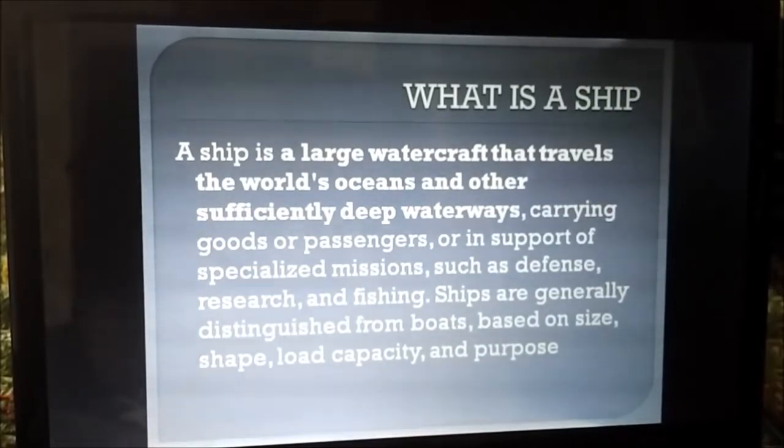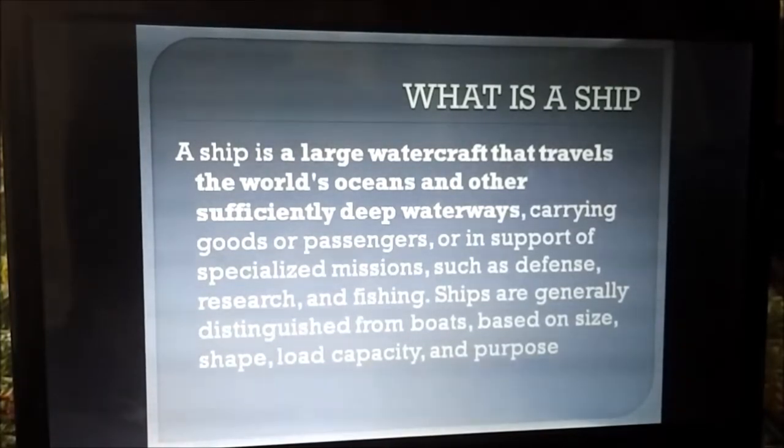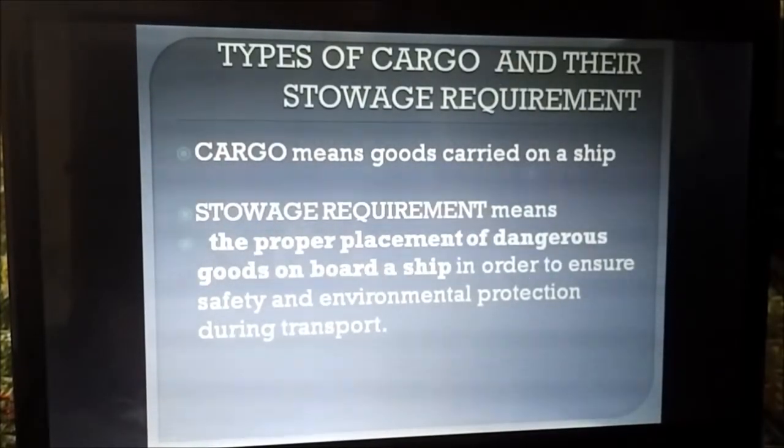Ships are used in different ways, not only for cargo and transporting. They are also used for research purposes, like taking petroleum out of the seas and all that. They are also important. So in all areas ships are used, and they have an important role in our transportation and living industries. Next we have types of cargo and their storage requirements.